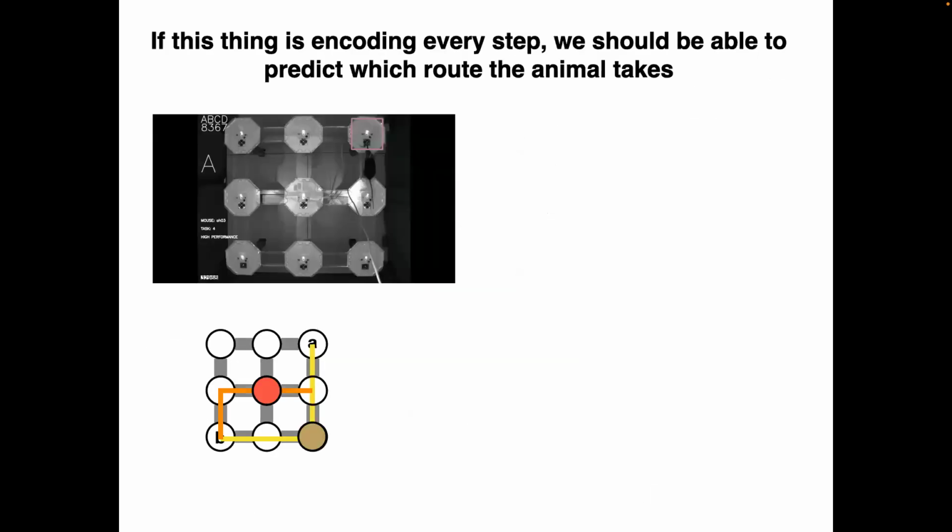The second thing I'm going to try and do is use parts of the ring a long way away to predict what's going to happen when it gets round the ring.